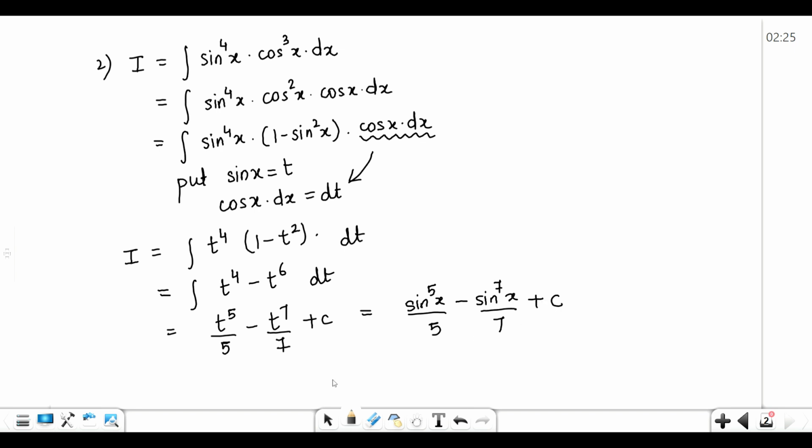Okay, so this is how you can work out. When you solve more and more problems based on the substitution, you will be able to get more and more ideas how we can solve this.